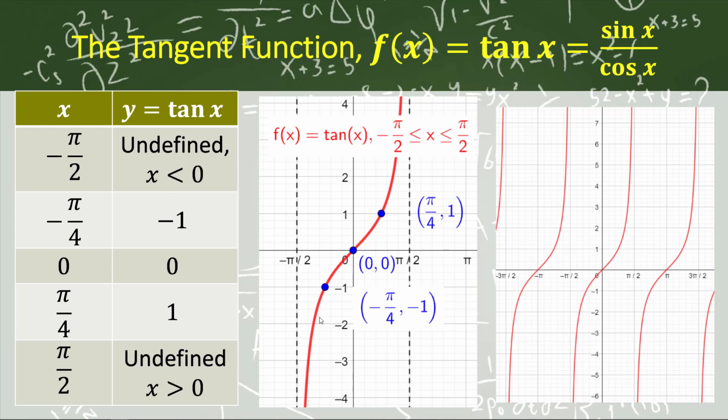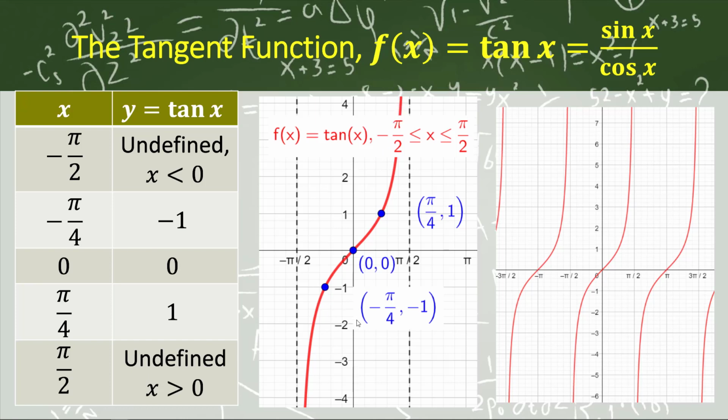As we go up to negative pi over 4, it turns out that sine and cosine have the exact same values, except sine is negative. As a consequence, the tangent is equal to negative 1. As we go to 0, sine is 0, cosine is 1, so the tangent is 0. As we go to pi over 4, both sine and cosine have the exact same value and the exact same polarities, so we get 1. And then as we continue on to pi over 2, the function becomes undefined as it approaches infinity.